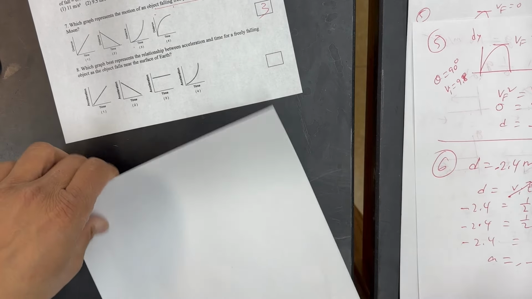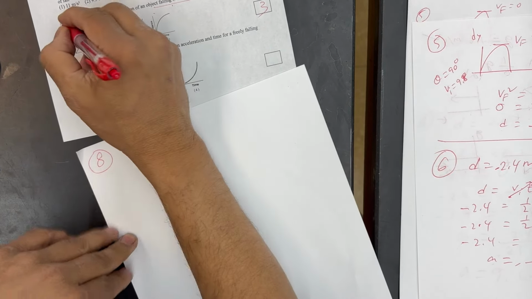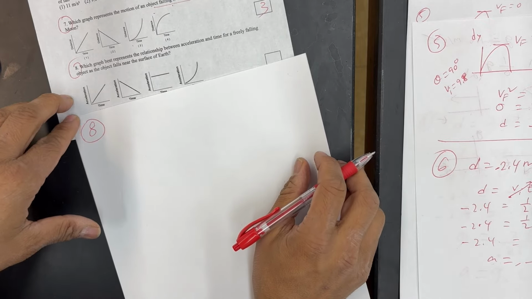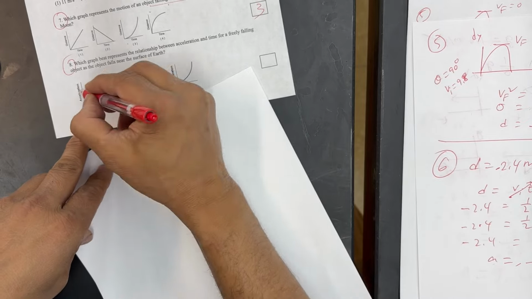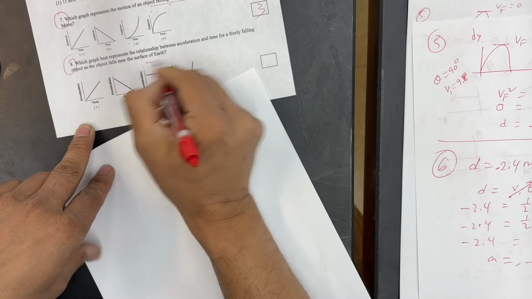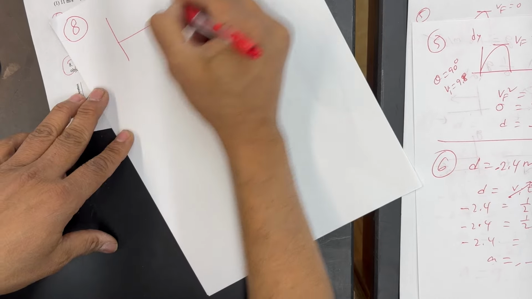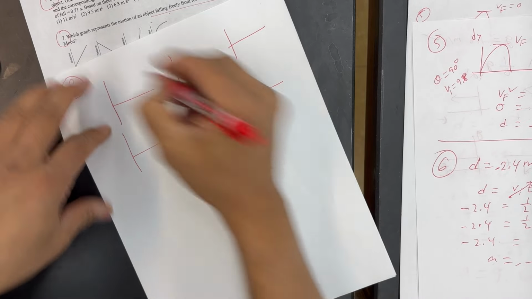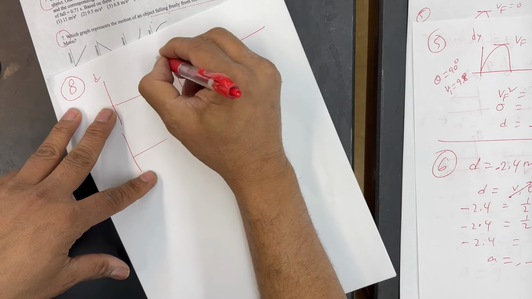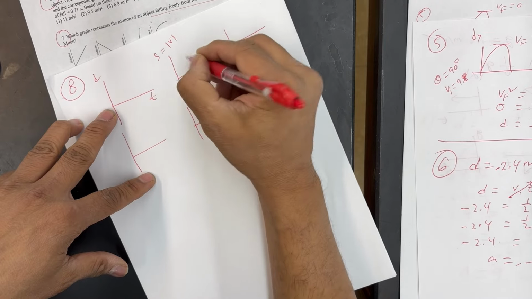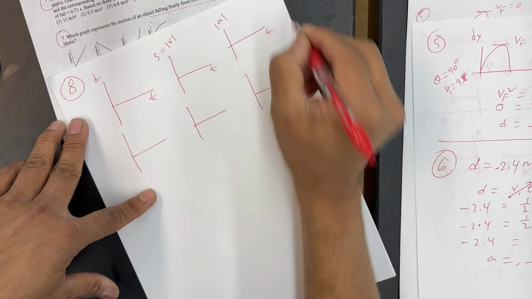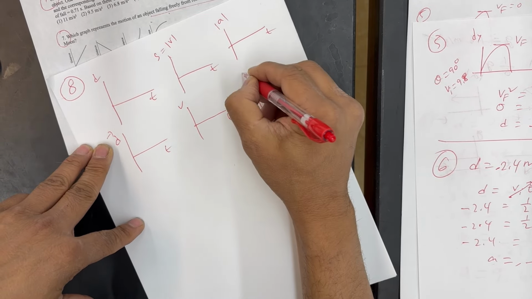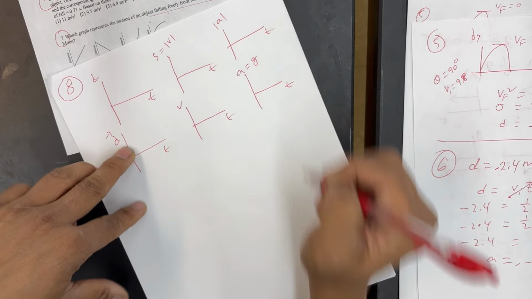Number 8. Okay, now we're going to do number 8. Which graph best represents the relationship between acceleration and time? This one is acceleration and time near the surface of the earth. Again I'm going to do it again and again, because I don't want you to get this wrong. This is d or s(t) or absolute value of v(t). This is absolute value of a(t). This is displacement versus time, this is velocity versus time, this is acceleration versus time, which is g in this case.